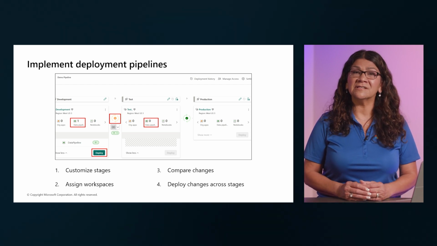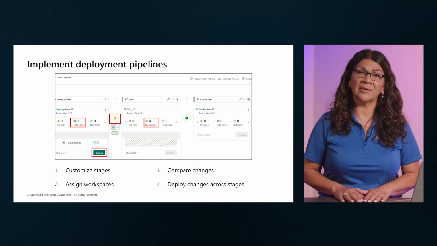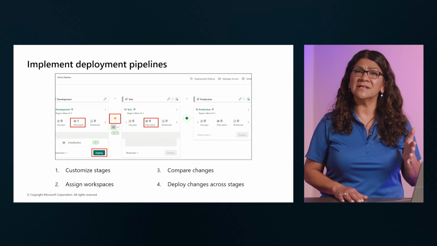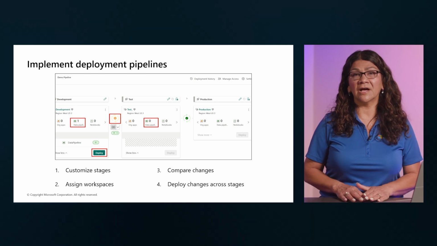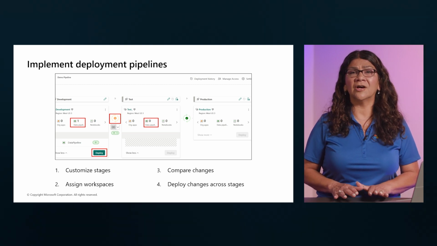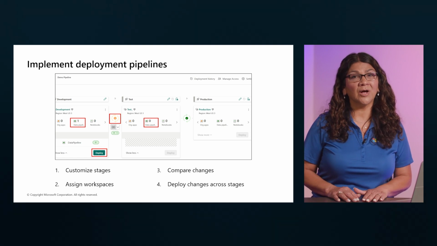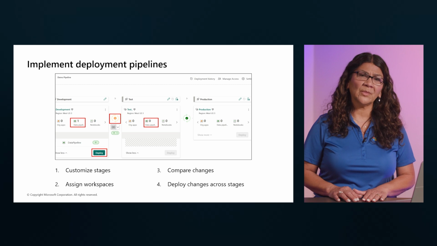Customizing stages involves defining the different environments or phases in your deployment pipeline, such as development, testing, staging, and even production. This allows you to tailor the pipeline to your workflow, ensuring each stage has its own validations, tests, and approvals to maintain high-quality code progression.